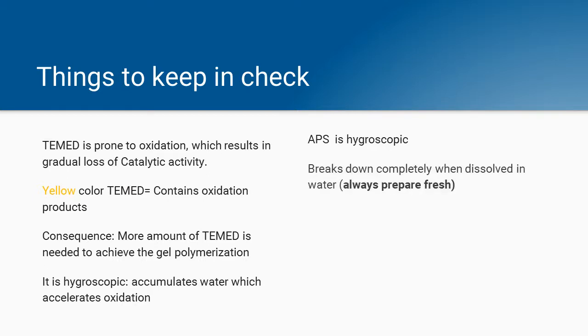APS is also hygroscopic and it breaks down completely when dissolved in water. Therefore we have to prepare APS fresh, and because of the oxidation proneness of TEMED, we have to add it last. We have to store it in a dark colored bottle because it is light sensitive, and you should always check whether your TEMED is yellow in color or not.